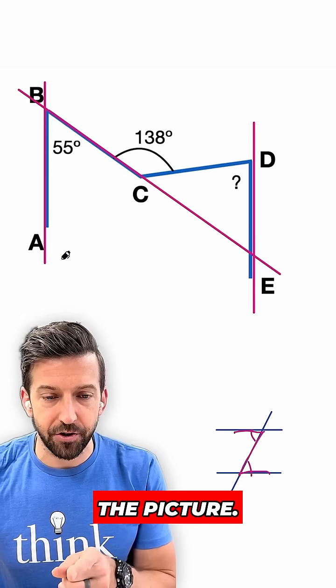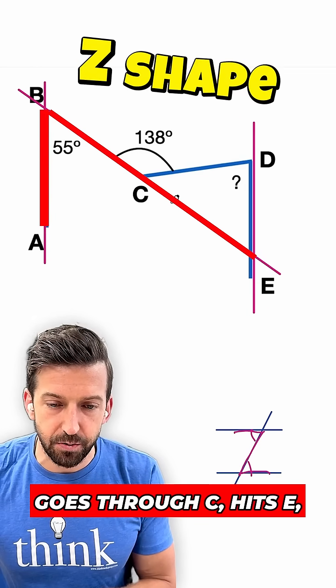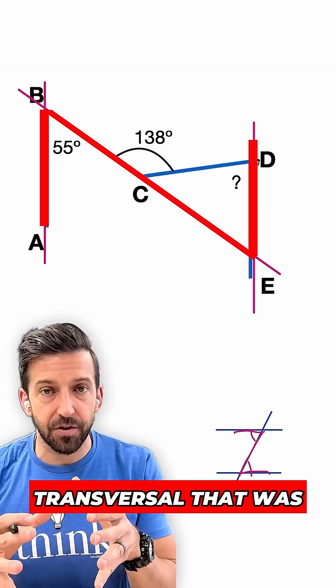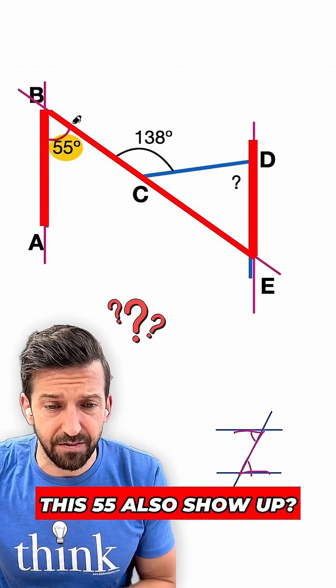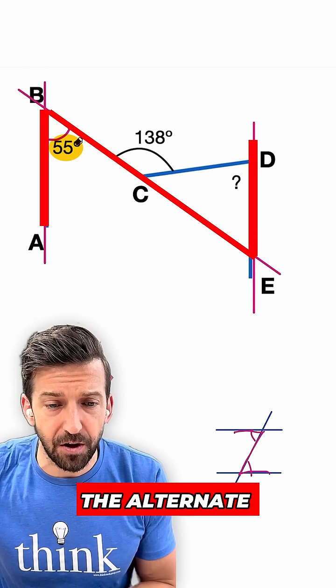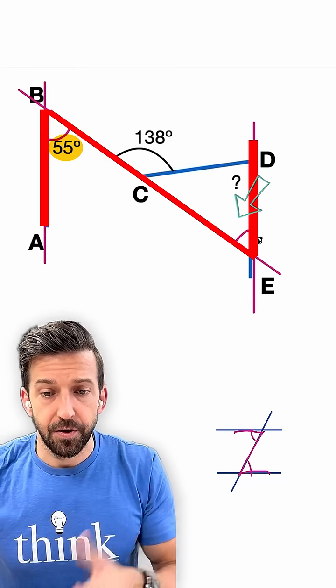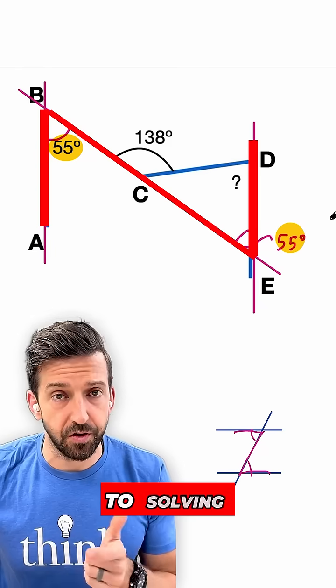Now take a look at the picture. See, I've got this Z shape right here. Starts at A, goes to B, goes through C, hits E, goes back up to D. That's the transversal that was hiding in this picture all along. Where does this 55 also show up? Well, the alternate interior angle is over here, down by point E. So this angle right here is 55 degrees, and we're getting closer to solving the problem.